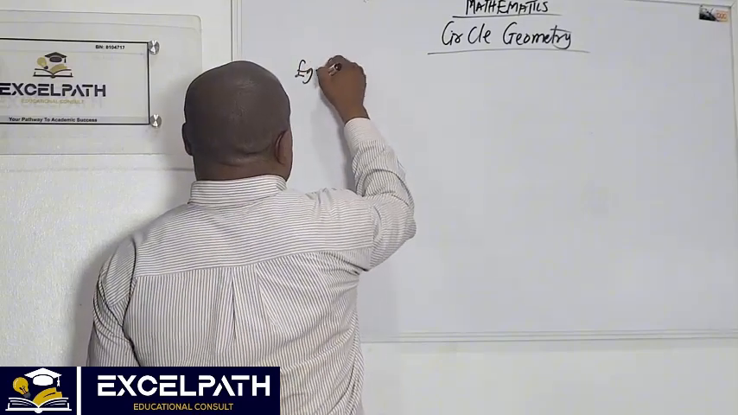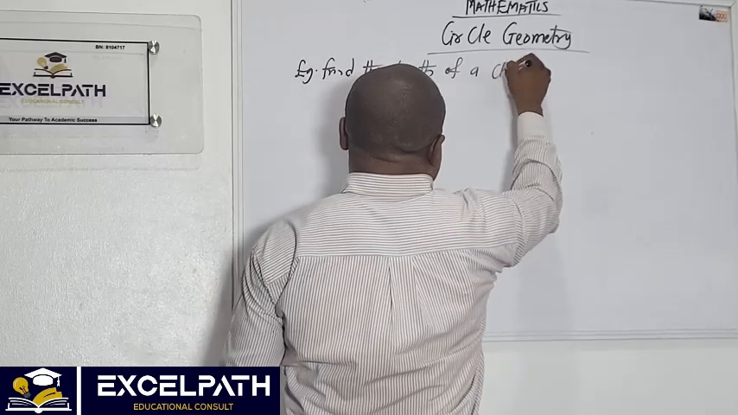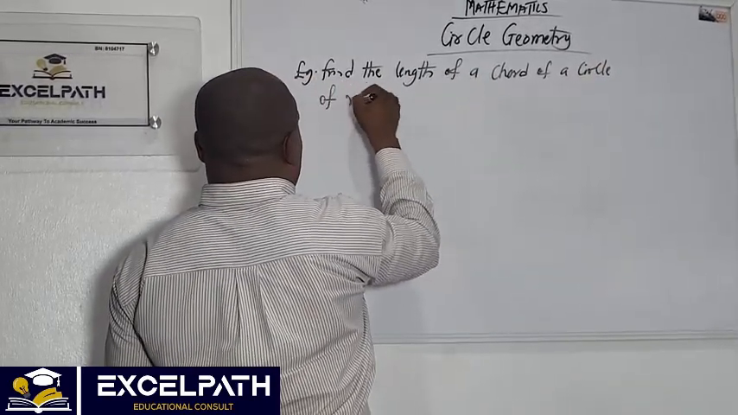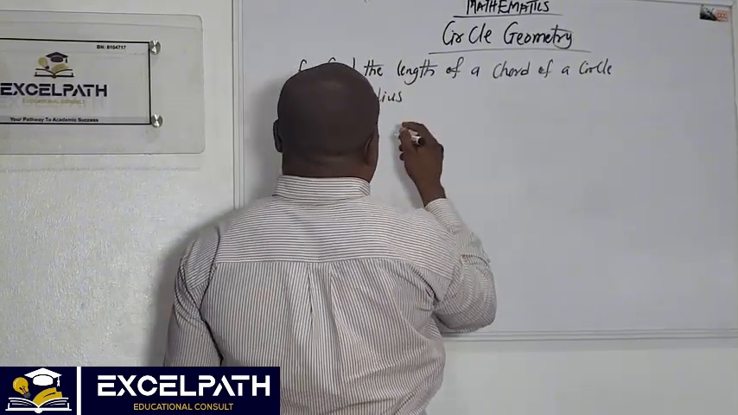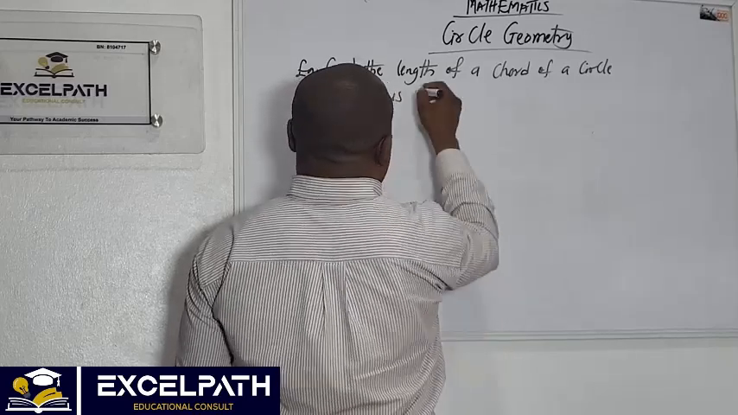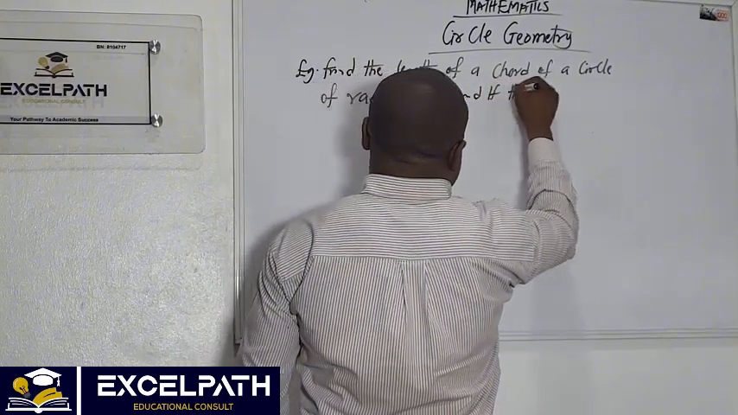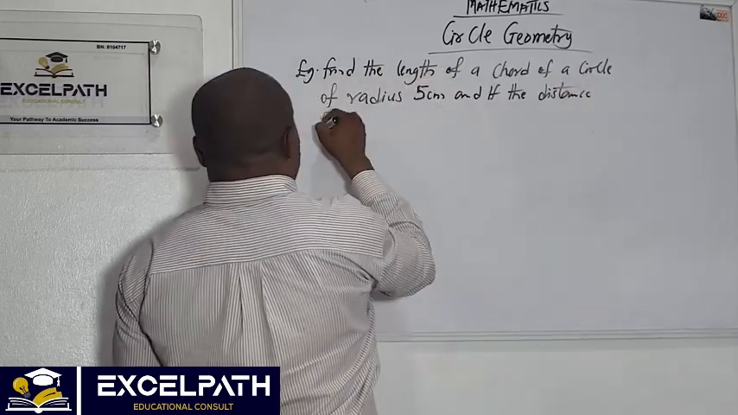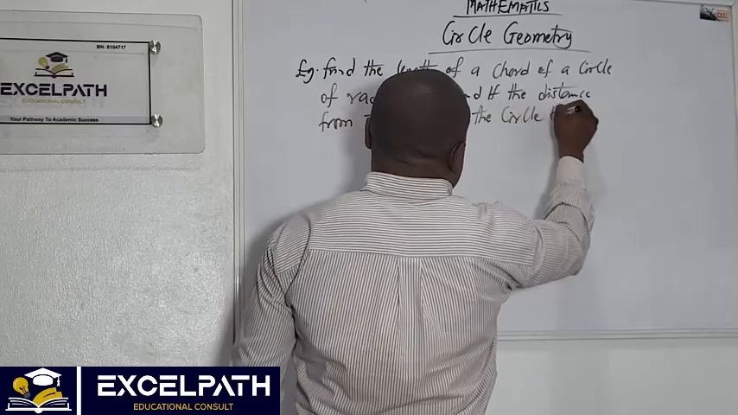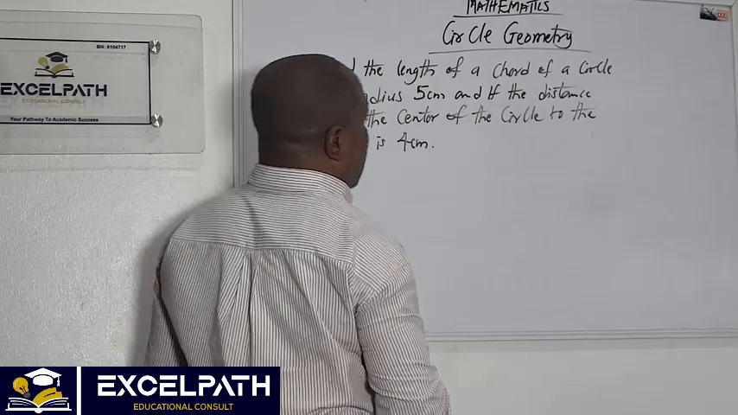Example. Find the length of a chord of a circle of radius 5 centimeters, if the distance from the center of the circle to the chord is 4 centimeters. Now, what is the first thing we do?